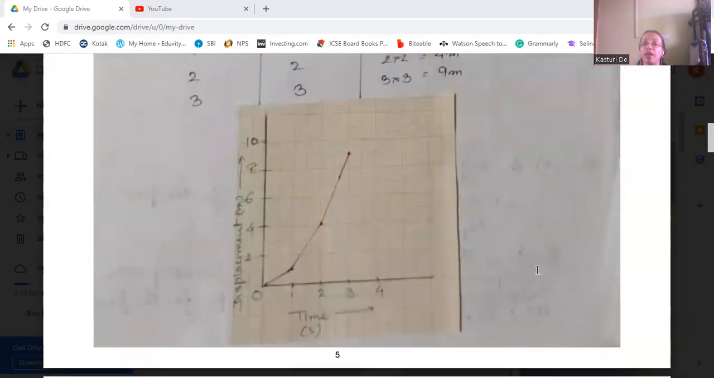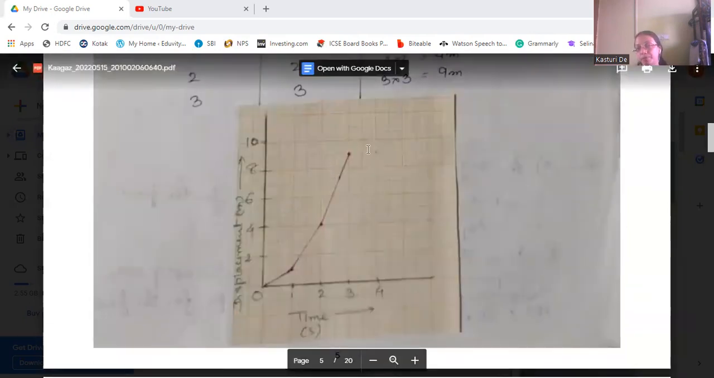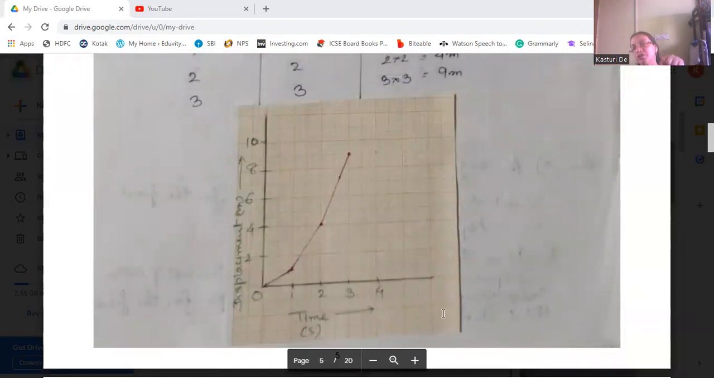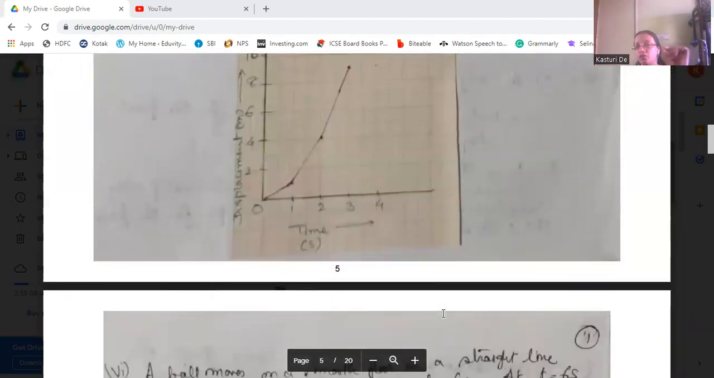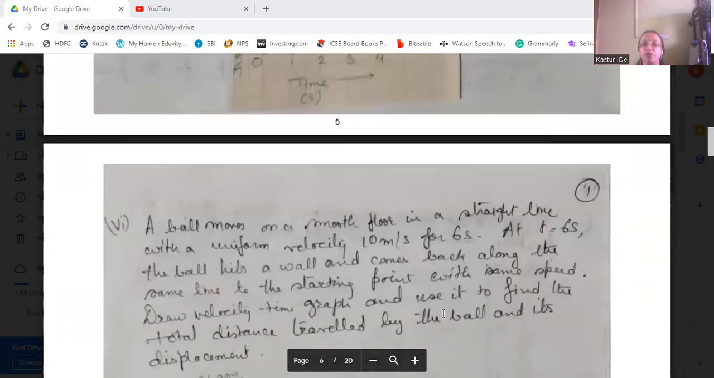So the graph will be like this. It will be like a parabola. Okay. Like this. If you plot the points on the graph paper, this will look like this. I plotted it on the graph paper, okay, that will make it easier to understand how to plot it.